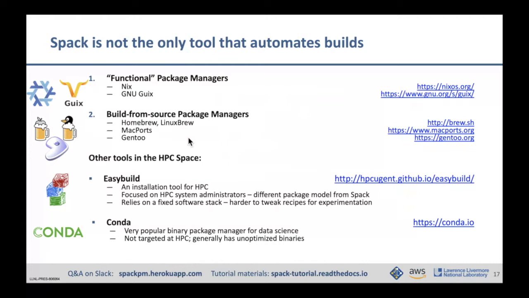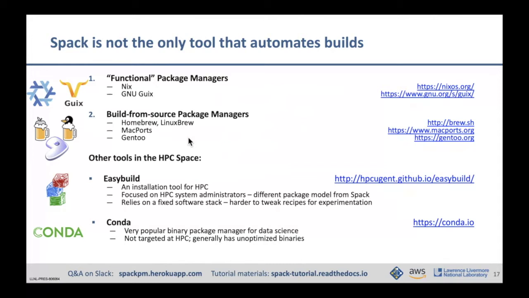Spack's main competition in the HPC space is EasyBuild, which is targeted a little bit more at user support teams and sysadmins, people deploying software for users on HPC systems. It makes more heavy use of modules. Spack doesn't require modules, but it can generate them. And it relies on a more fixed software stack. Spack makes it easier to tweak recipes. EasyBuild is a little more set in stone in terms of what you can deploy and how easy it is to change that.